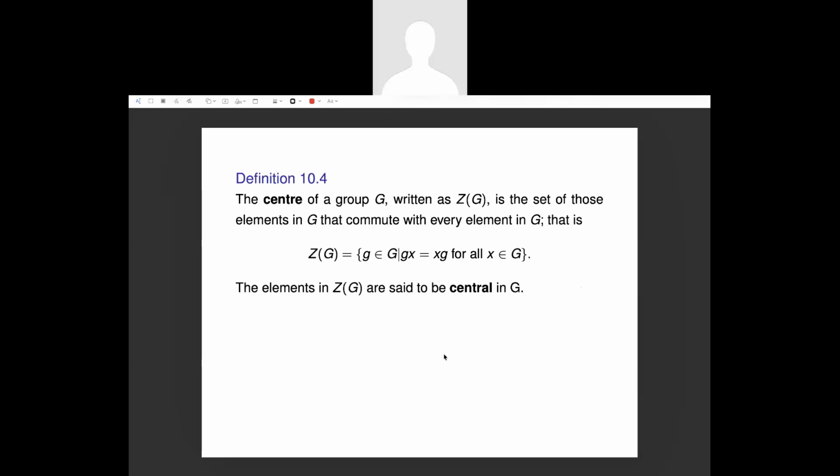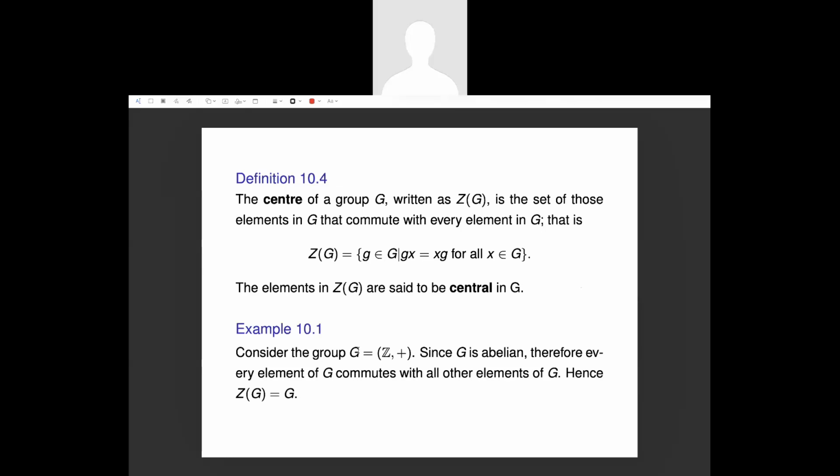Okay, next: what is the center of a group? The center of a group, generally denoted Z(G), is the set of those elements in G that commute with every element of G. That is, Z(G) is equal to the set of g in G such that gx equals xg for all x in G. It means the collection of those elements of G which commute with every other element of G. This is called the center of the group G.